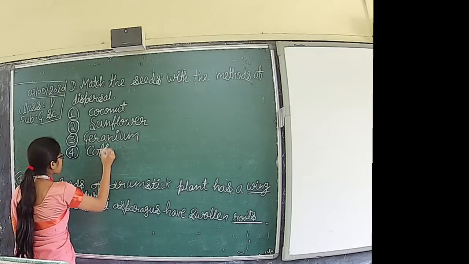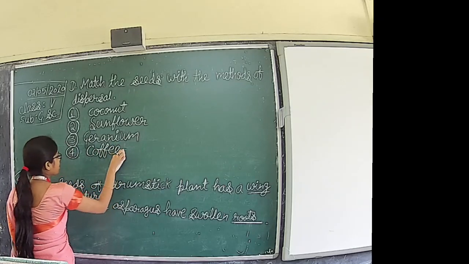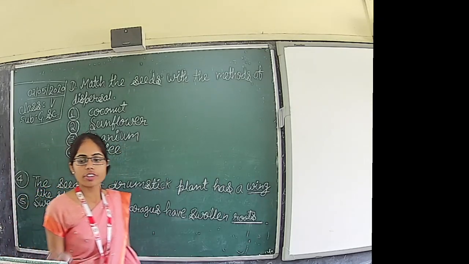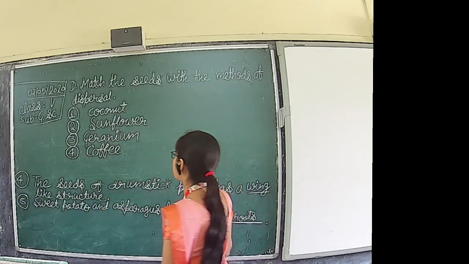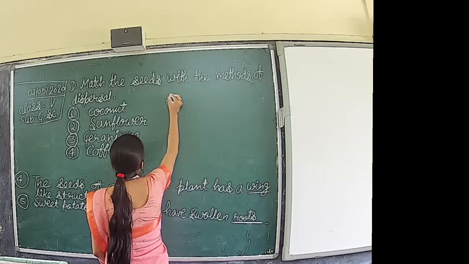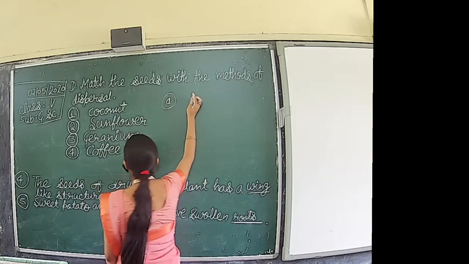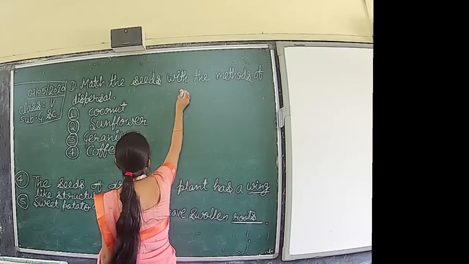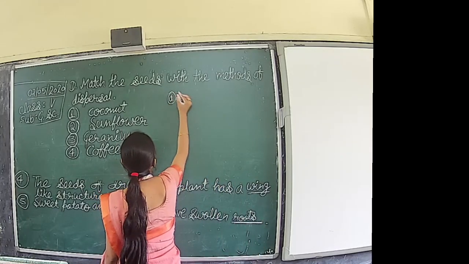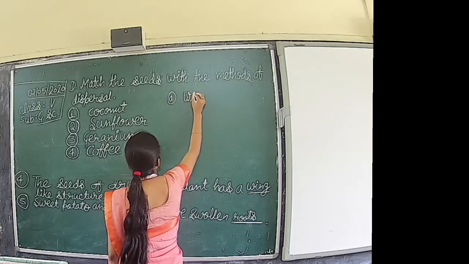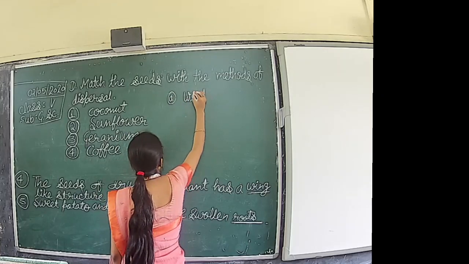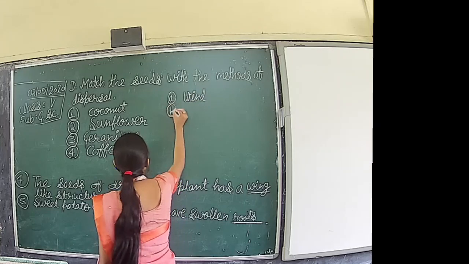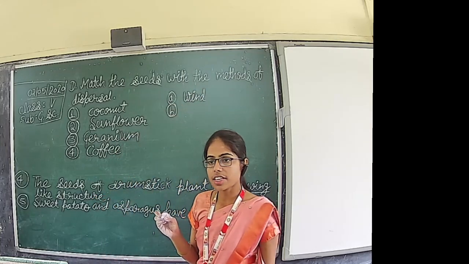Now in the second column, we will write about the agents of dispersal. The first agent is wind. Then the second agent is human.